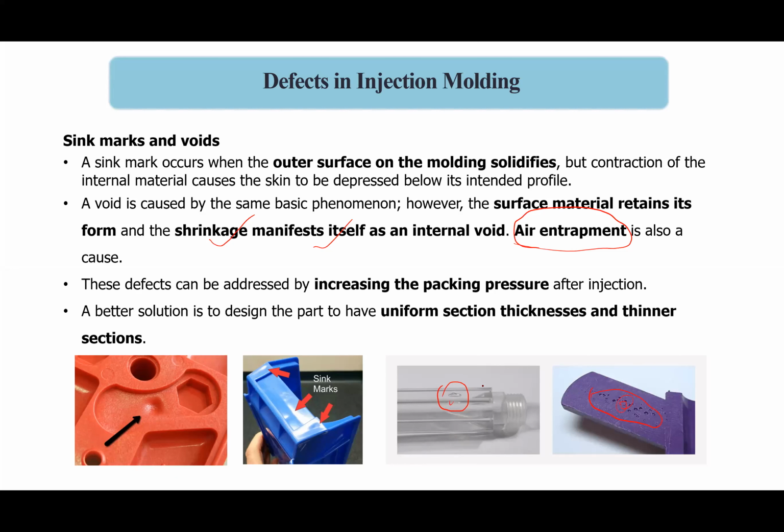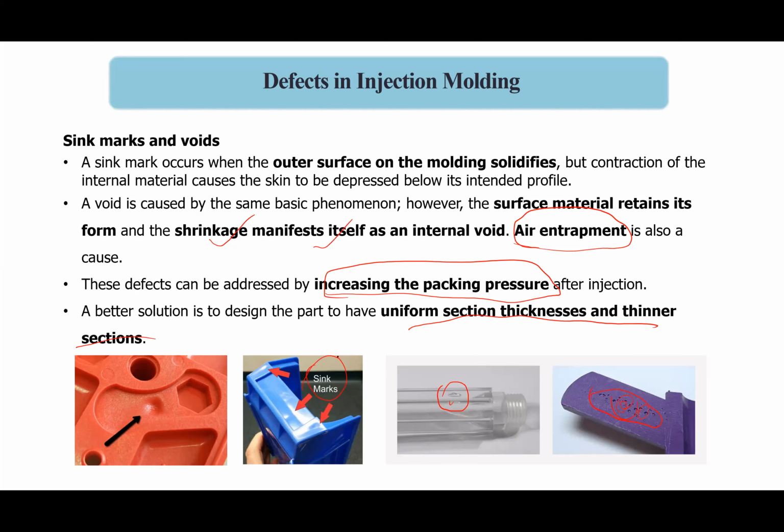This is also one kind of defect, and this defect can be addressed by increasing the packing pressure. When you produce the product, you increase the pressure and you can avoid these defects. A better solution is to design the part to have uniform section thicknesses and thinner sections. These things actually happen due to the accumulation of voids or shrink marks in both cases.